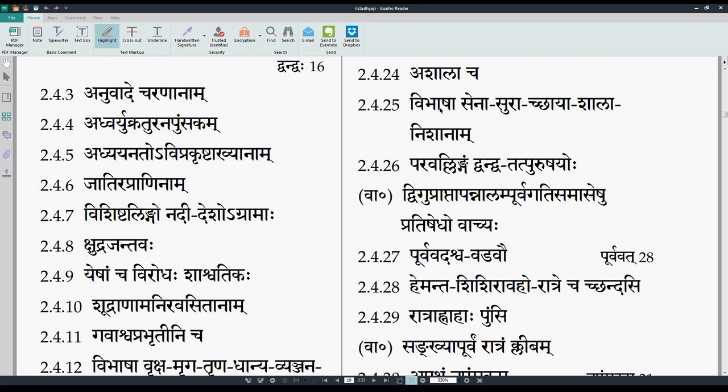If chakara had been the sthani in this sutra, it would have read Vibhasha Sena. After that, you would have got chakara after chakara, not before. This chakara has gone to akara, which is the tugagama. Tugagama has gone to akara, not to chakara. Otherwise, the tugagama would have applied after cha.